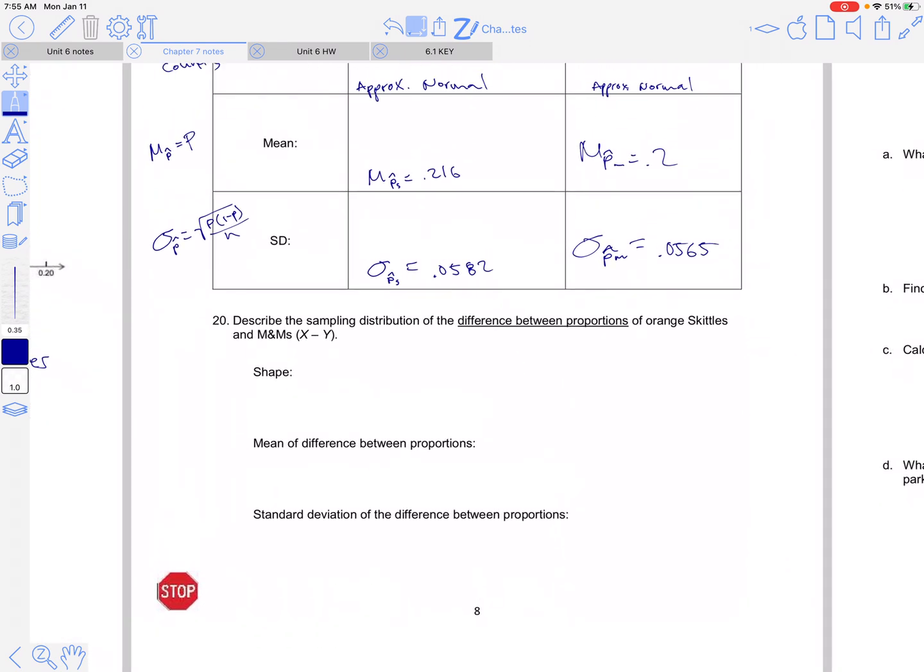Okay, so we're going to make this transition. We have these two separate sampling distributions. We're going to see what happens when we try to combine them, right? So we're going to go to a 2 sample.